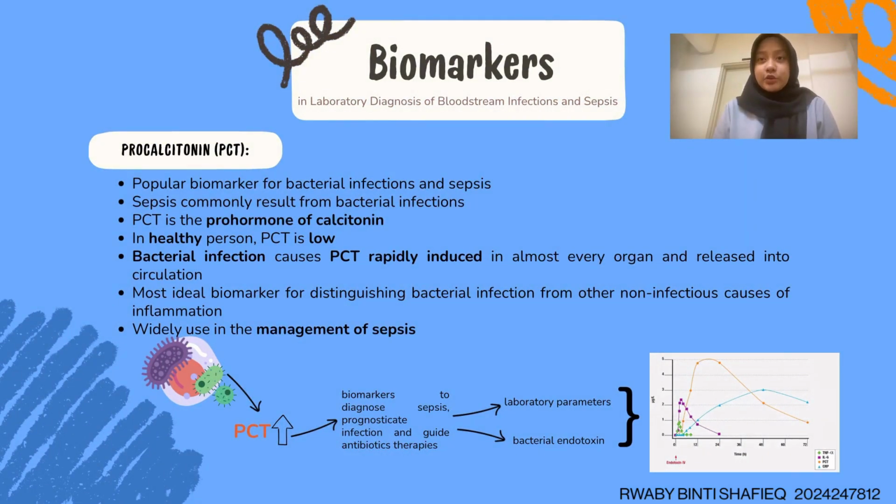Next, procalcitonin, PCT. PCT is a popular biomarker for bacterial infections and sepsis. It is the prohormone of calcitonin, and in healthy individuals, the level is low. During bacterial infection, PCT becomes rapidly induced in almost every organ and released into circulation. It is considered the most ideal biomarker to distinguish bacterial infection from non-infectious causes of inflammation and is widely used in sepsis management.